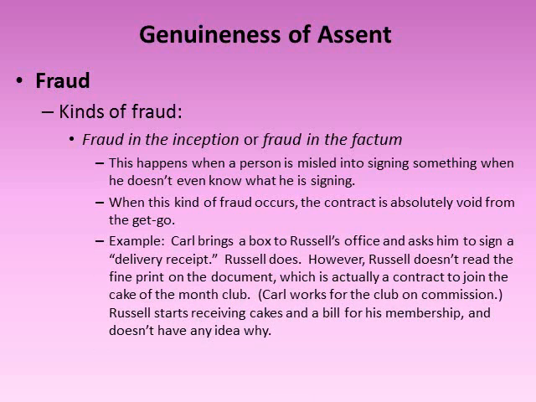Carl brings a box to Russell's office and asks him to sign a delivery receipt, in quotes. Russell does that. However, Russell doesn't read the fine print on the document, which is actually a contract to join the Cake of the Month Club. Carl is a salesman for the club who works on commission, which explains his duplicity here. So Russell starts receiving cakes every month and a bill for his membership, and he has no idea why he is receiving these cakes or these bills.